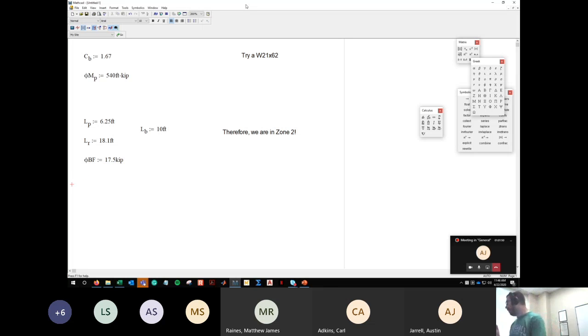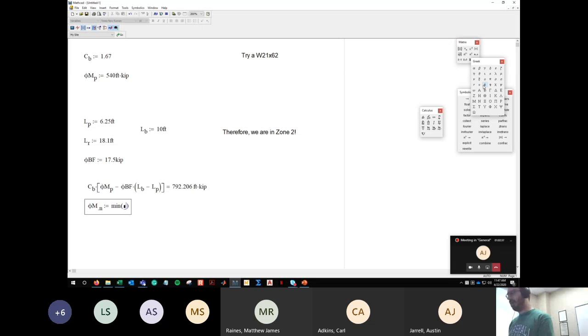So what we can do then is, how do we compute our zone 2 capacity? Remember we do that, right? We have to compute that. The nice thing about MathCAD is it sort of does it for us. So I'm just going to set equals and change the units to foot kips. So we get 792.206 foot kips.